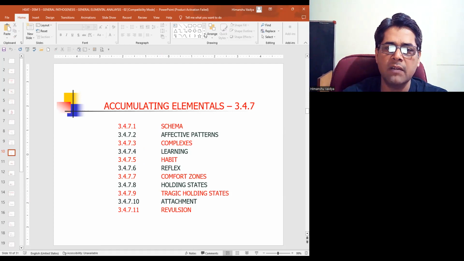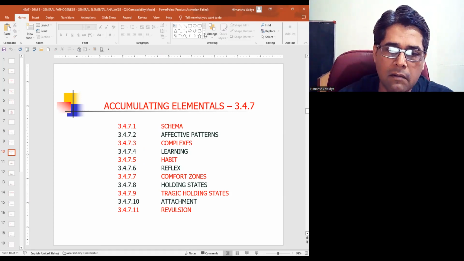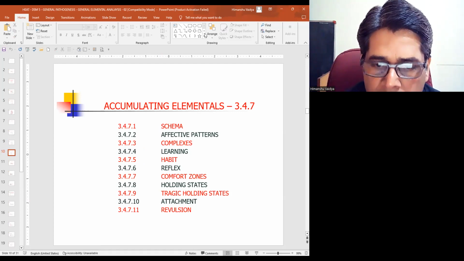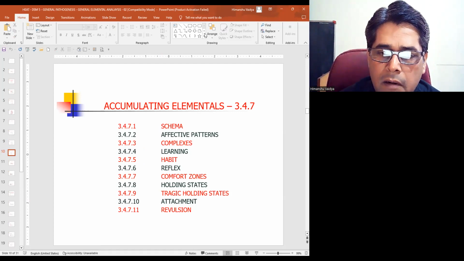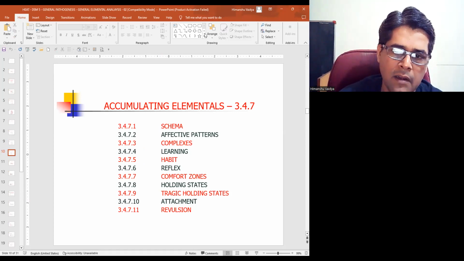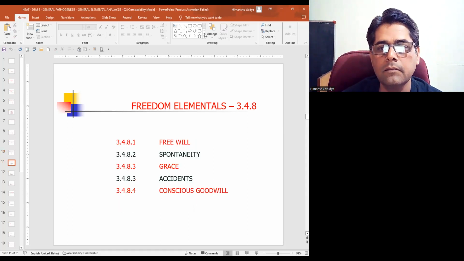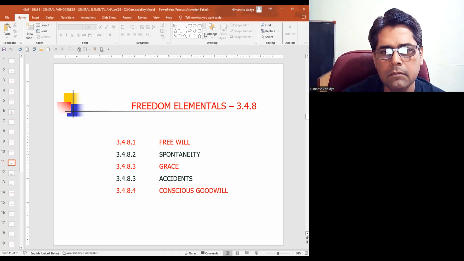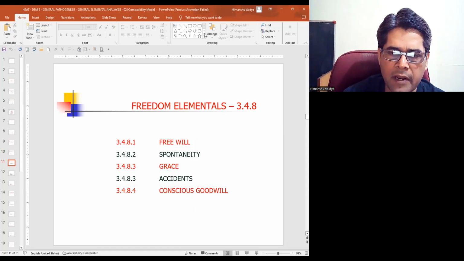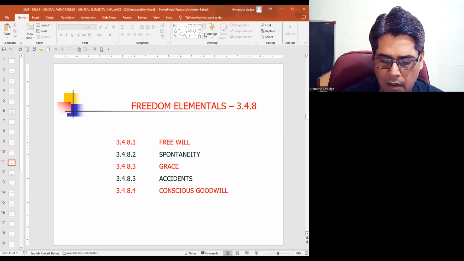7.1, 7.2, 7.3, 7.9 are very important. 7.10 is very important because often the inadequate attachments is often a reason for bipolarity. Loss of attachment brings the down cycle, lower cycle, and gain of attachment brings the upper cycle. 8.1, let me say, if you are dealing with the beginning part of healing process in bipolarity, none of them is important.